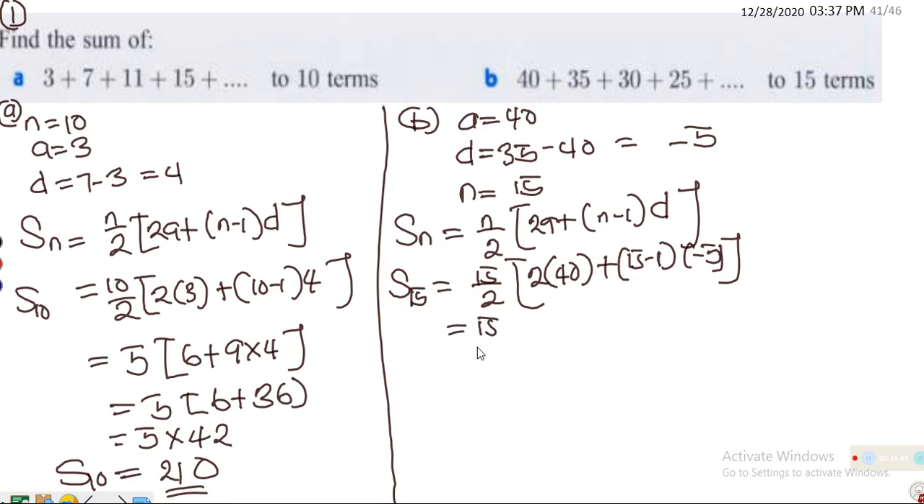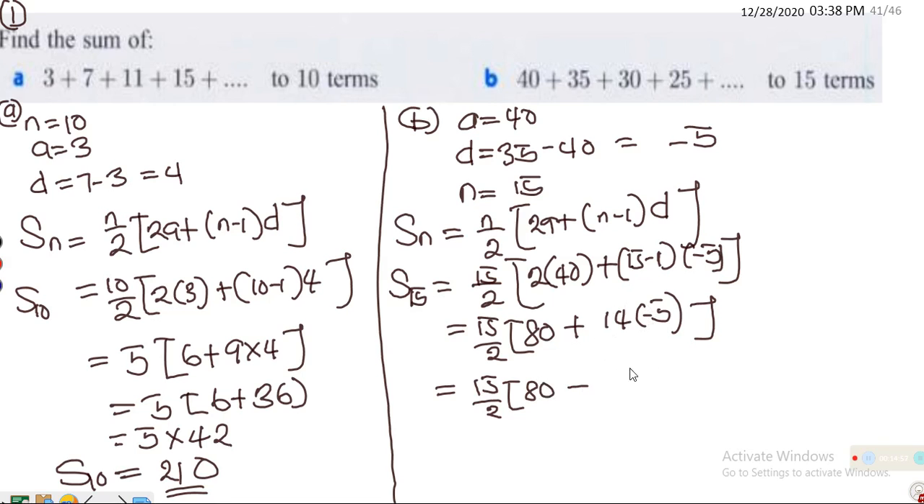So this is 15 over 2 bracket 2 times 40, which is 80, plus 14 times minus 5, and this is 15 over 2 into 80 minus 70. So we have 15 over 2 multiplied by 10, which is 10 over 1. So 2 here, 1, 2 here, 4. And 15 times 4, that is 75.